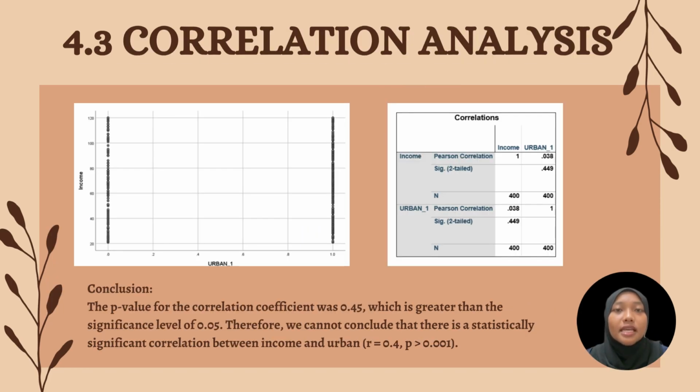Correlation analysis. We use SPSS software to run the analysis. From the analysis, we found that the p-value for the correlation coefficient was 0.45, which is greater than the significance level of 0.05. Therefore, we cannot conclude that there is a statistically significant correlation between income and urban, which is R equals 0.4 and P more than 0.001.